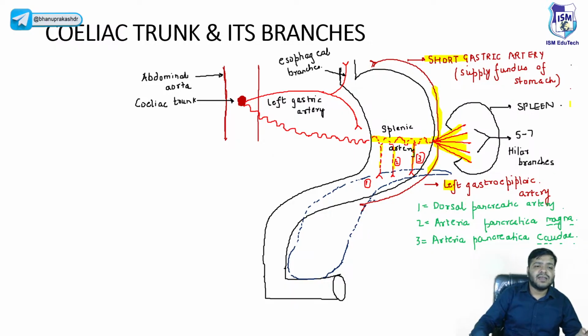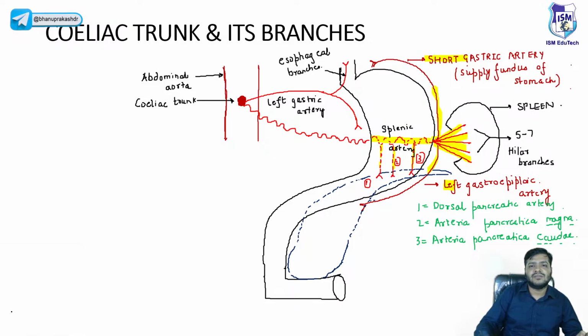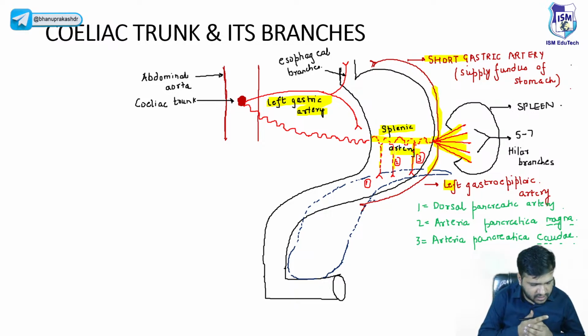So celiac trunk has majorly three branches. The two we have already discussed, that is the left gastric artery and the splenic artery. Now coming on to the third one.